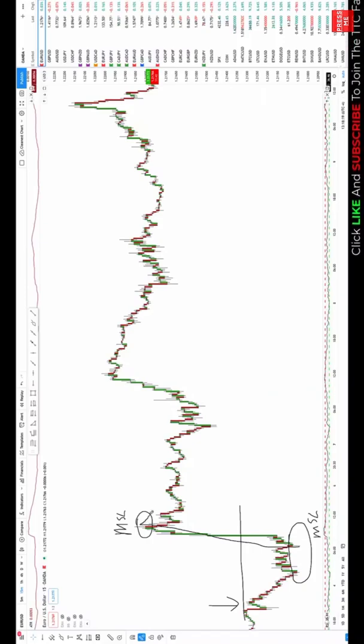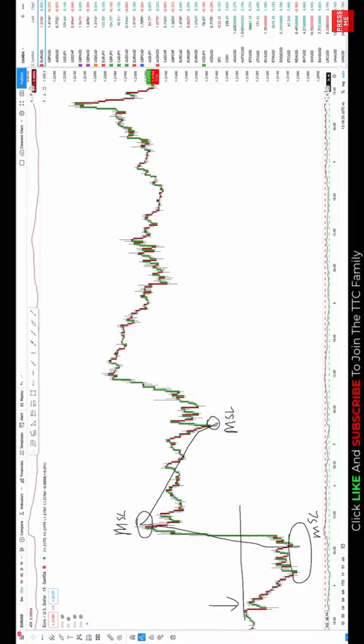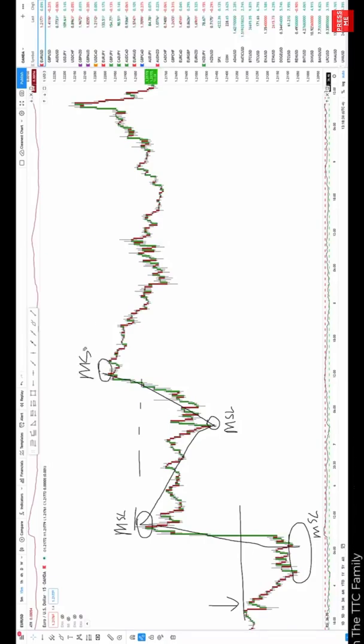Now, as we get this pullback, the bottom of the pullback would be a major swing level. And then we push up as we break through previous resistance and we get the top of an impulsive move. This is a major swing level. Then we pull back, the bottom of the pullback, major swing level, and the new structure high as we push up here and break into new highs is another major swing level.